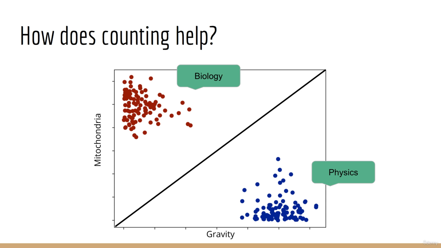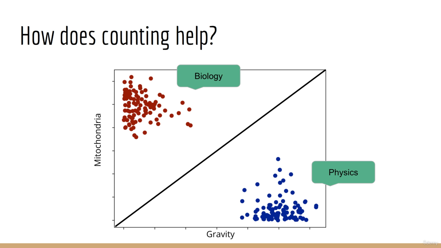Okay, so now that we know how to convert text into vectors by counting, let's return to our original task, which was to classify between biology and physics documents. Let's suppose that our counting scheme is very simple. We only count the words mitochondria and gravity. Now, if you don't know, the mitochondria is a component of the cell, and thus this would be associated with biology. On the other hand, gravity is usually involved with the study of physics.